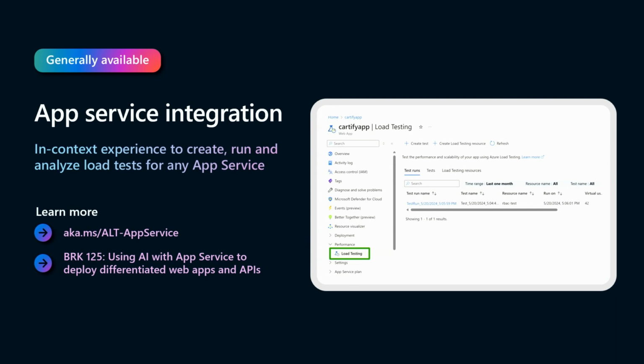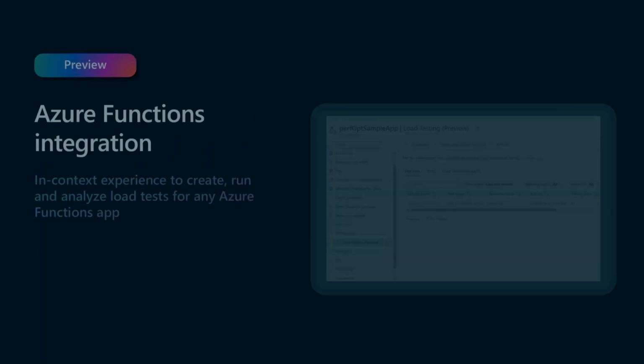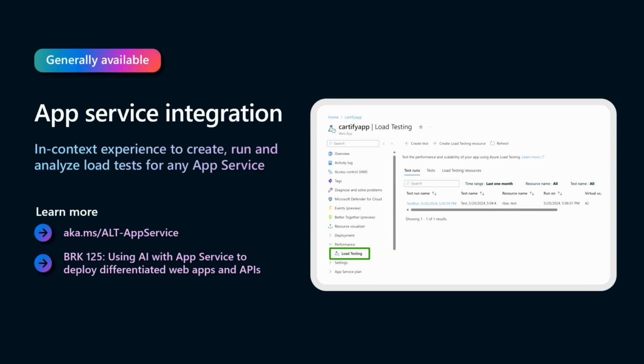And we are now coming up with the better together story. You would have heard this in some of the earlier sessions on App Service. So you can now test your App Service web apps from within the interface of App Service. You can run load tests, see the history of your load tests there, see the trends of performance of the web app, all within the interface of App Service. Again, this integration is generally available. You can go try it out now.